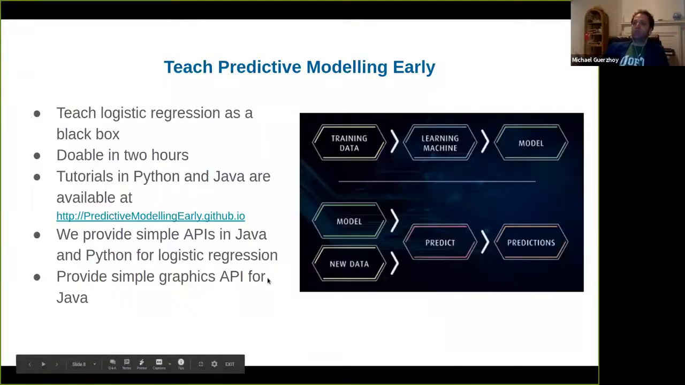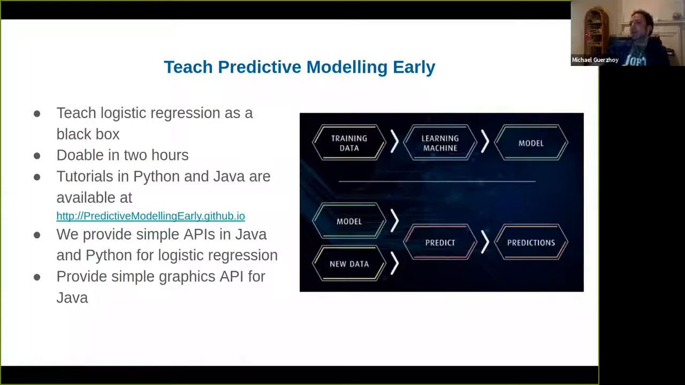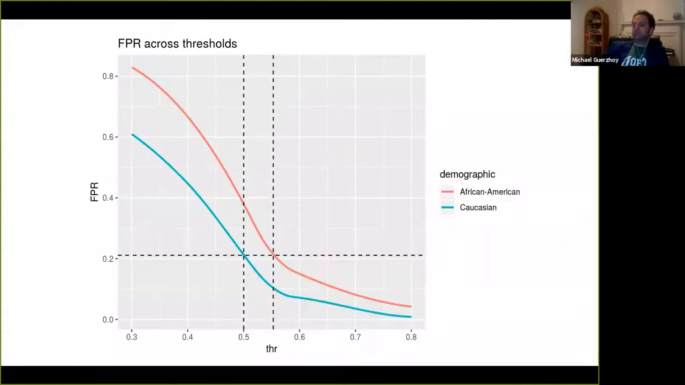doing in CS1 anyway. Now, if you're teaching it in CS1, not data science, you do need to teach predictive modeling in your CS1 class. That would probably take about 2 hours. We provide tutorials at this website in both Python and Java. We also provide really simple APIs that you can use when teaching logistic regression just as a black box, either in Python or in Java. For Java, we also provide a simple graphics API so that students can produce a figure that's similar to this one.